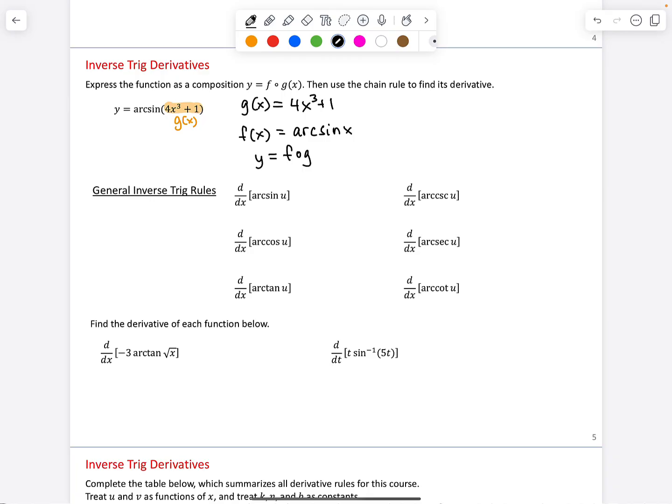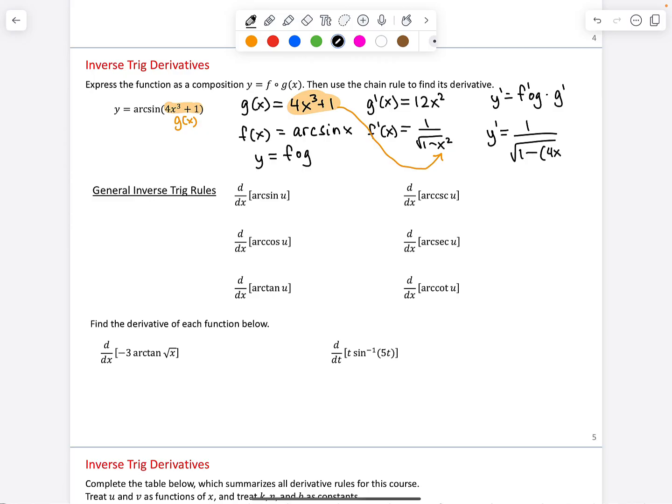So we'll use the chain rule, which means I'll need the derivatives of f and g. The derivative of g is, using the power rule, 12x squared. The plus 1 goes away. And the derivative of f, using the rule we just developed, is 1 over the square root of 1 minus x squared. Now the chain rule says that y prime, therefore, will be f prime of g times g prime. So we're going to take the g function and plug it in for all the x's in f prime. So we get 1 over square root of 1 minus, and replace that x with 4x cubed plus 1, and that needs to be squared. And then multiply by g prime, and g prime is just 12x squared. And I'll just put that in the numerator.